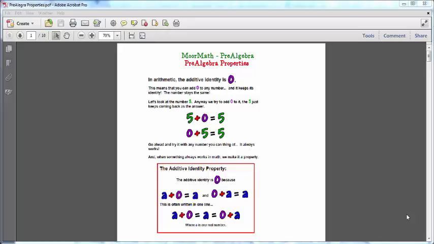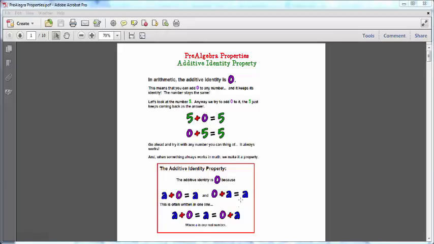This first property is called the additive identity property. And this means you can add 0 to any number in any equation and it keeps its identity. For example, we have 5 plus 0 is equal to 5. 0 plus 5 is equal to 5. This property is valid for any whole number, negative or positive, and any real number, negative or positive.